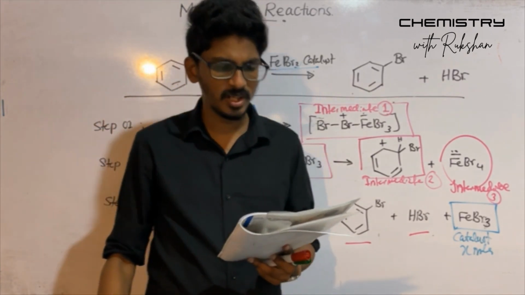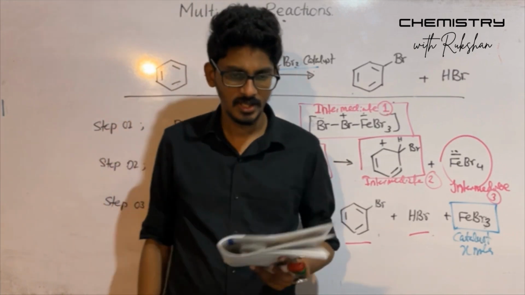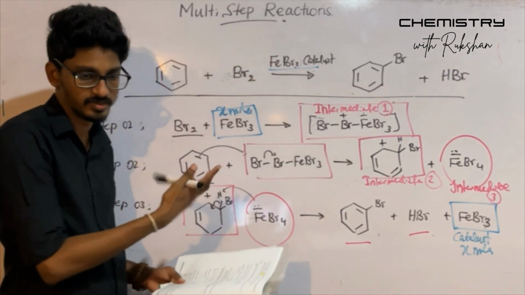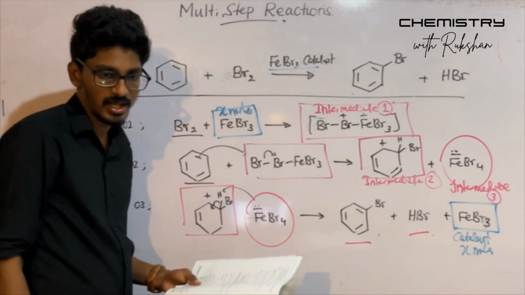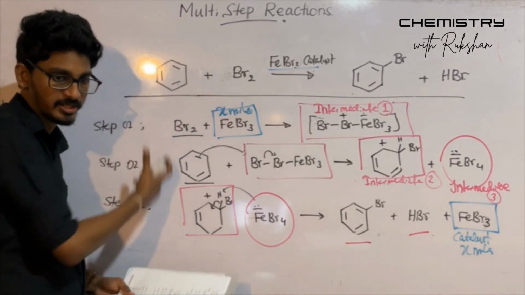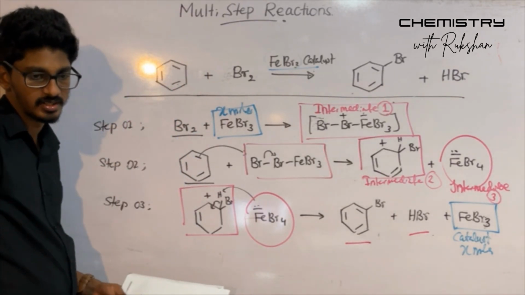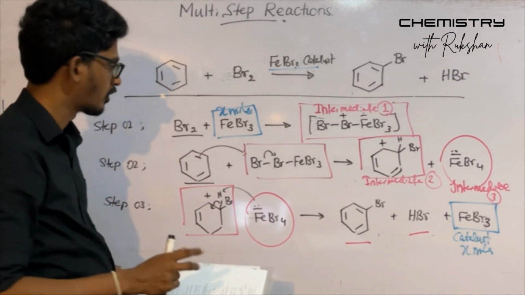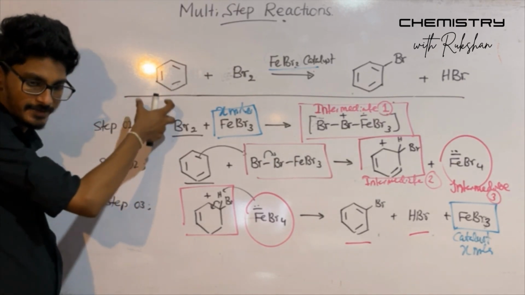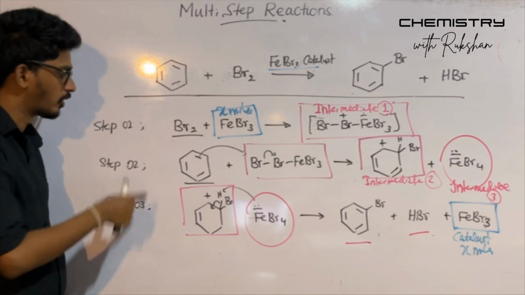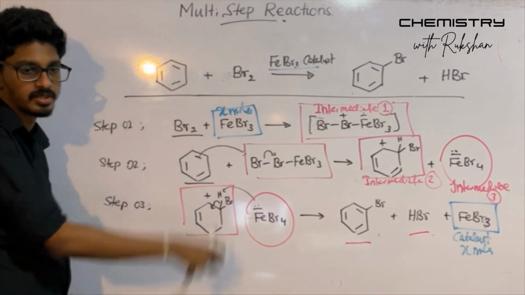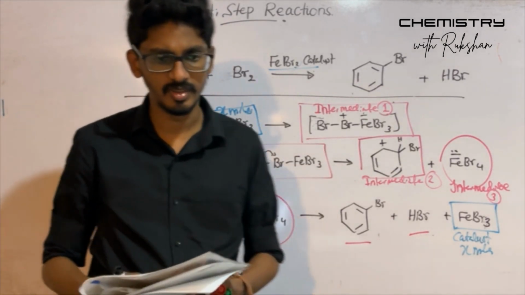Some examples are given. This is a good example of the catalyst and the intermediates. Get the idea that the overall reaction is actually the summation of these three elementary steps. Remember, multistep reactions are always produced by a summation of elementary steps. All of these are elementary steps, and the summation of elementary steps will give you the multistep reaction. That is the first point.